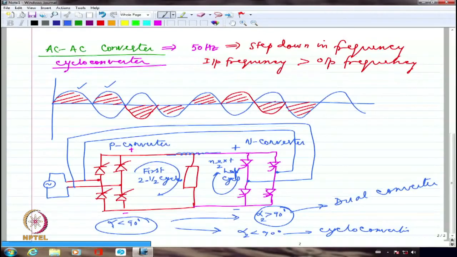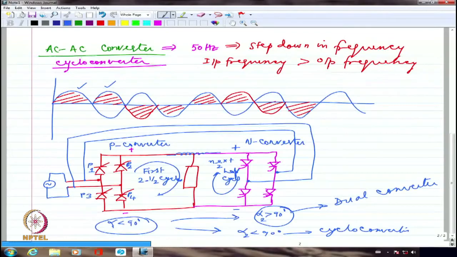And when I release the pulses to the devices, just like what we did, 1 and 4 will be given pulses during positive half cycle of the input. And 2 and 3 will be given pulses during the negative half cycle of the input. And I may call this as P1 because P converter, P2, P3, and P4. So P1 and P4 will be given pulses during the positive half cycle of the input, provided I want positive half cycle in the output as well.